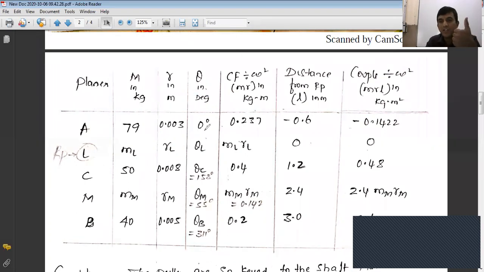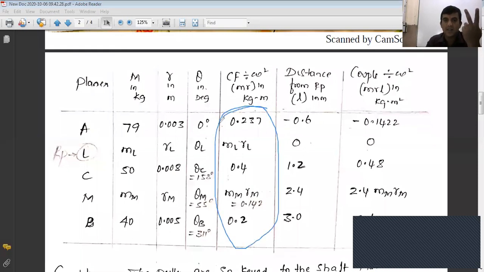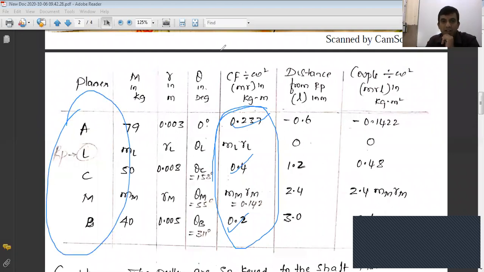Already we drew the first polygon for three pulleys. The second one, we drew the couple polygon for all the planes we considered. Now we'll draw a force polygon by considering all the planes and all the masses. Earlier we considered only these three, because the condition is given as statically balanced by three pulleys. That's why we considered only three centrifugal forces generated by those pulleys. Now we'll draw a force polygon considering all these masses and all the planes. Again, we'll draw one more force polygon.